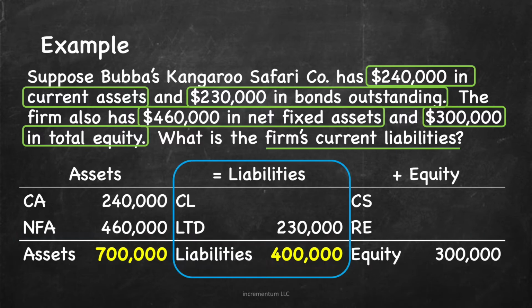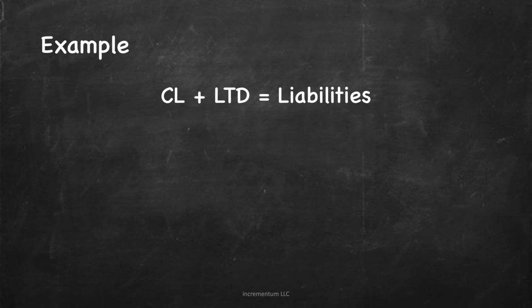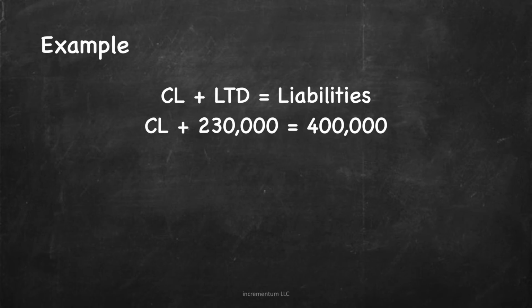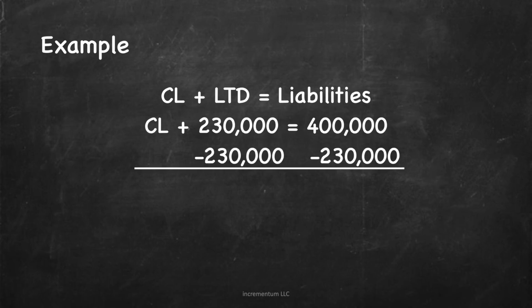And if we look at the liabilities section, we can see that current liabilities plus long-term debt gives us total liabilities. Since we have long-term debt and total liabilities, we can solve for current liabilities. So let's write down that equation. Current liabilities plus long-term debt equals total liabilities. Long-term debt is equal to $230,000 and total liabilities to $400,000. To solve for current liabilities, we'll subtract $230,000 from both sides. It cancels out on the left-hand side, and we're left with current liabilities equal to $170,000.